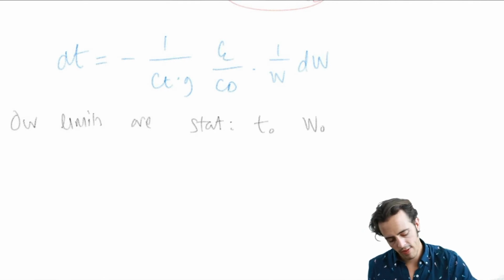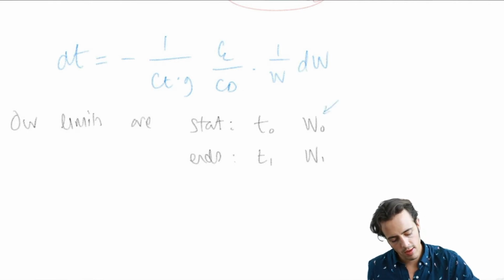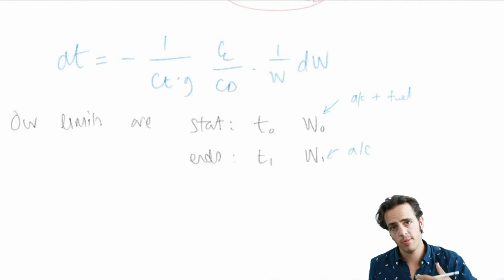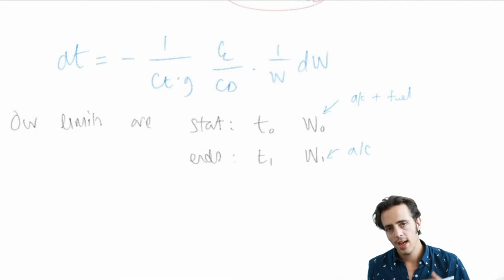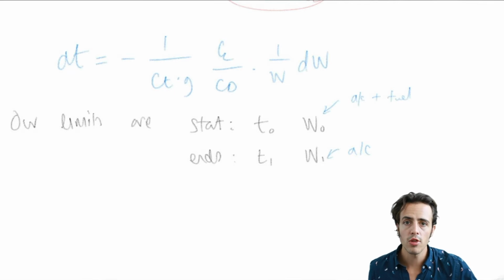And we'll say the aircraft ends at time 1 and weight 1. Now we don't know what these are yet, these are just things we're going to use, but in general this is the aircraft plus fuel, and this one is just the aircraft. So the difference between these two is the fuel, and the difference between T1 and T0 is the actual endurance of our aircraft.